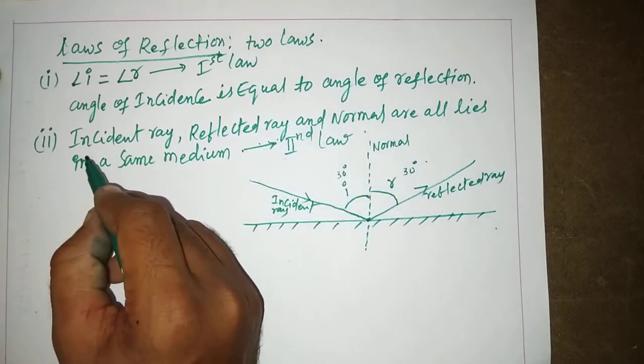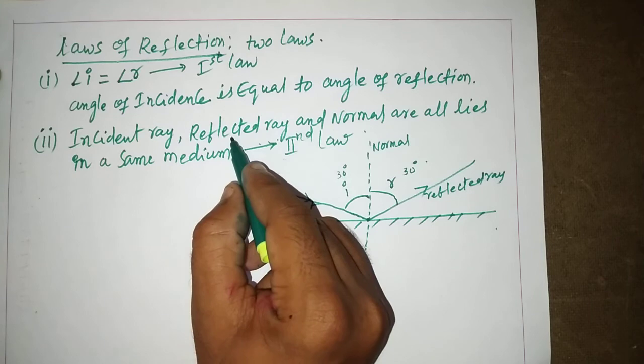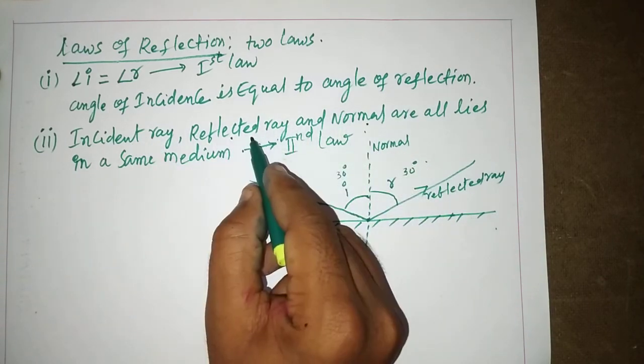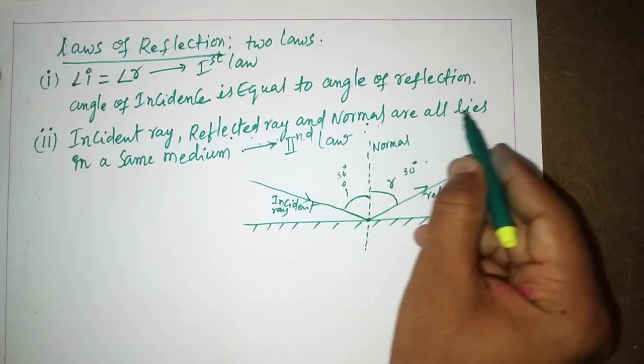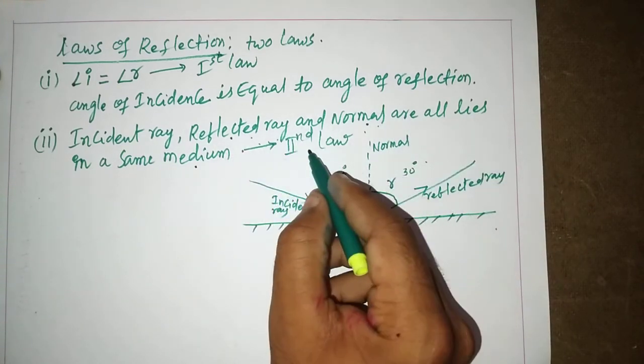So next law, what is the second law? What we have discussed: incident ray, reflected ray and normal are all lies in a same medium, or same plane we can say. This is the second law.